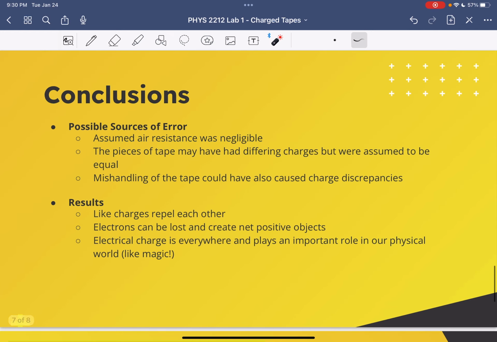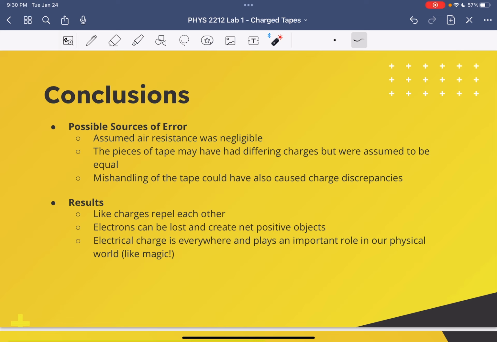So in conclusion, some possible sources of error are that, just like I said, mishandling of tape. I may have touched it a little too many times. The pieces of tape may have had differing charges. They may have been different lengths, different widths, and also we assumed air resistance was negligible, which may have had a slight part in the lab.